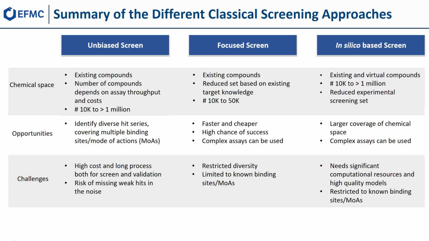The in silico screen potentially covers the largest chemical space. You can also use complex assays because in the end you only screen a fraction experimentally. But it comes at another cost because you need additional computational resources and high quality models. In this case, we usually also restrict ourselves to known binding sites and MOAs because we start from the knowledge we have.